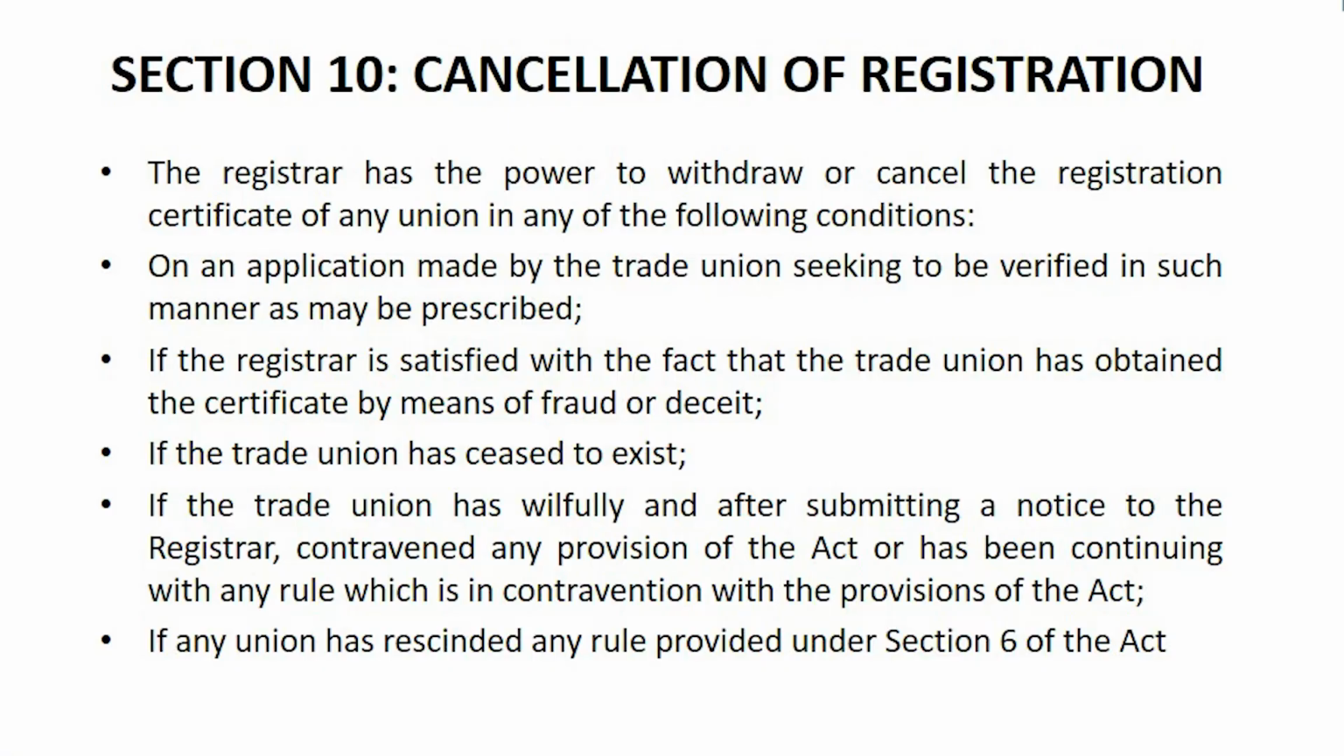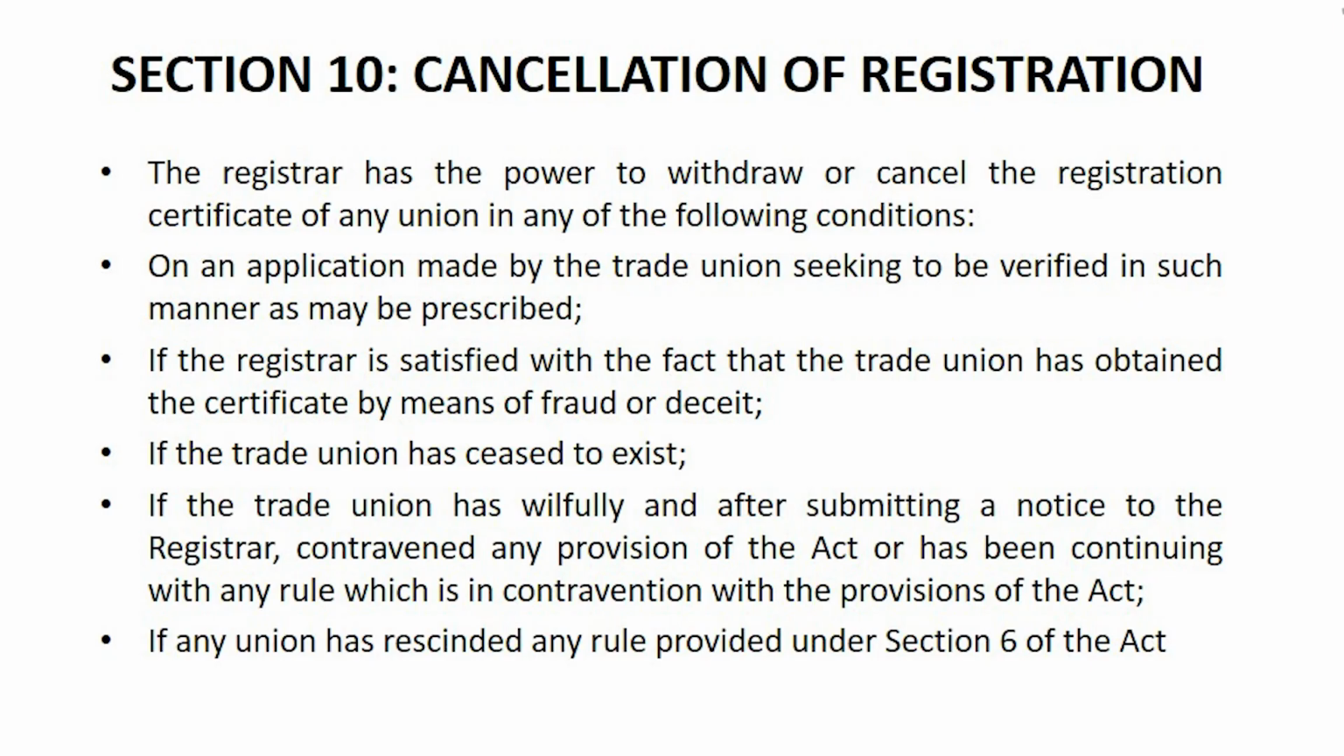If the registrar is satisfied that the trade union has obtained the certificate of registration by means of fraud or deceit, or that the trade union has ceased to exist, now this trade union is not existing, or if the trade union has willfully, and after submitting a notice to the registrar, contravened any of the provisions of this act and has been continuing with it, a rule which is in contravention of this act.